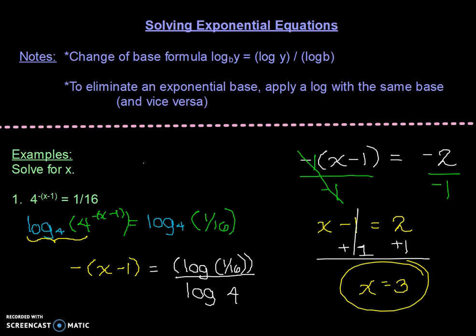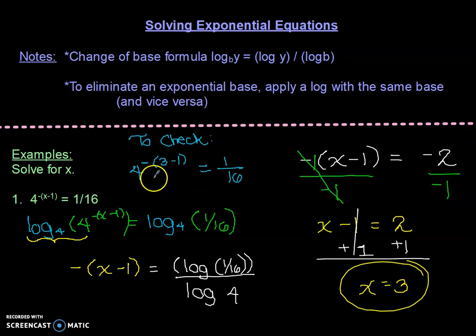So remember, this is algebra. You can always check your answer by substituting it back into the original equation and just seeing if it is equivalent. Not that you have to do it, but just a way to check in case you want to. If I were to replace x with 3, so 4 to the negative, and in parentheses, 3 minus 1 should equal 1 over 16.